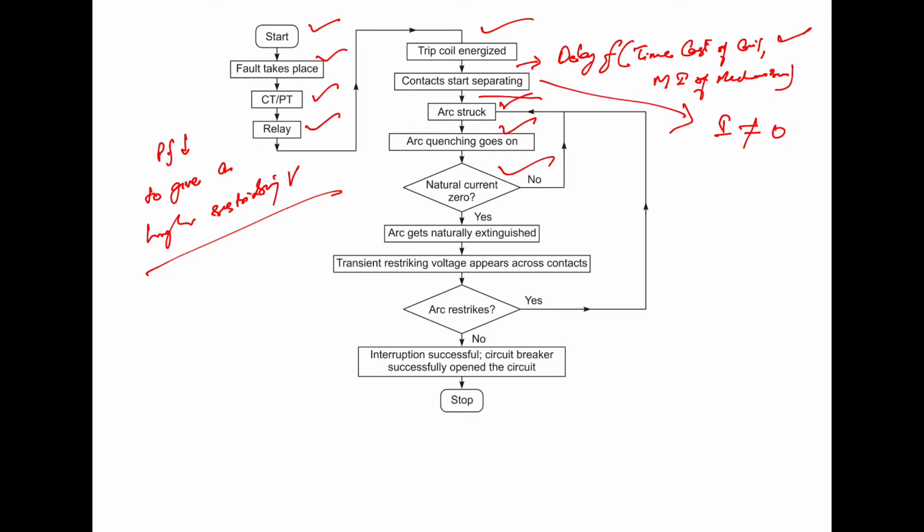Now, during this arcing period, what happens? Voltage across the arc is small, but as soon as the arc extinguishes and tries to recover from arcing, the voltage appears across the contacts of the circuit breaker.